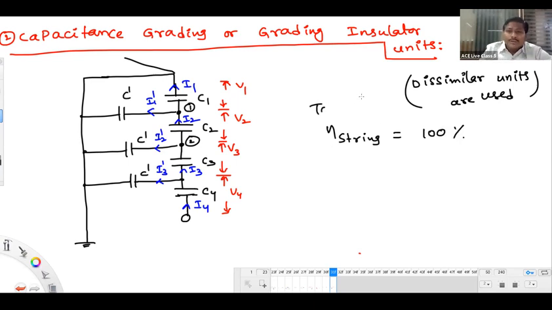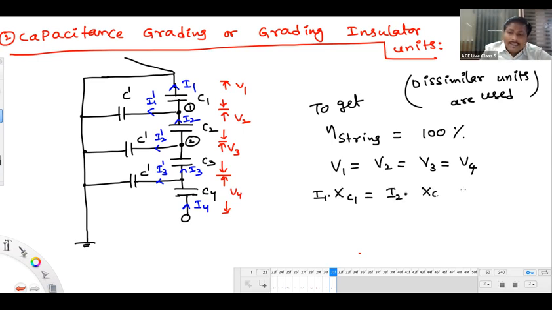What should you do? You should make the voltages V1, V2, V3, V4 equal. What is V1? V1 will be I1 into XE1. What is V2? I2 into XE2. V3, I3 into XE3. V4 is I4 into XE4. Simple.